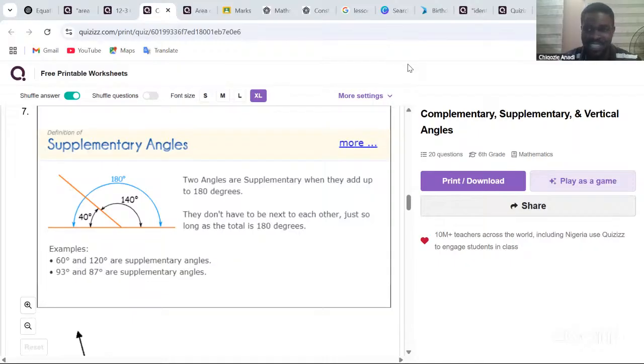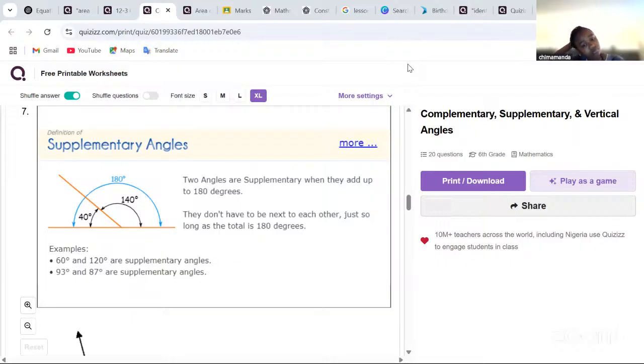Supplementary angles. Chimamanda, are you with us? Yes, I'm just taking the definition. Okay, but you know what supplementary angles are, right? Supplementary, yes. What's the supplementary angle? Two angles are supplementary when they add up to 180.